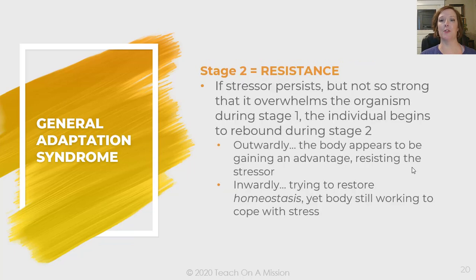Stage 2 is resistance. If the stressor persists but is not so strong that it overwhelms the organism during stage 1, the individual begins to rebound during stage 2. They kind of get accustomed to it, and outwardly, the body appears to be gaining an advantage. It's resisting the stressor. Inwardly, however, the body is trying to restore homeostasis. This is a word that you should be familiar with from several videos back. The body is still, however, working to cope with the stress.